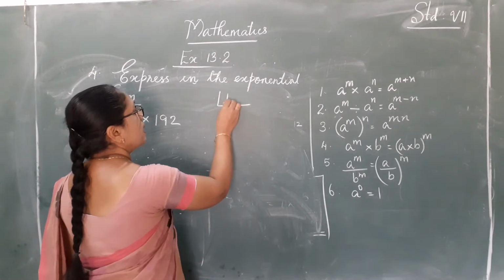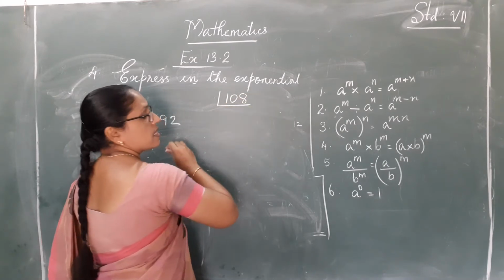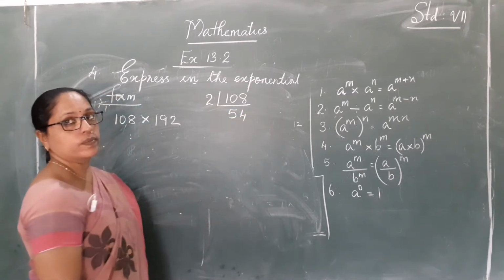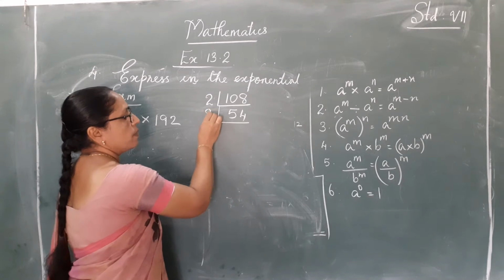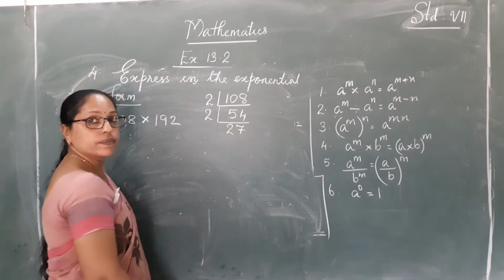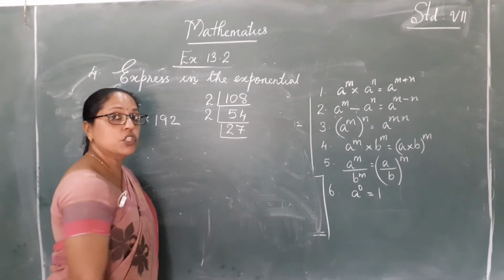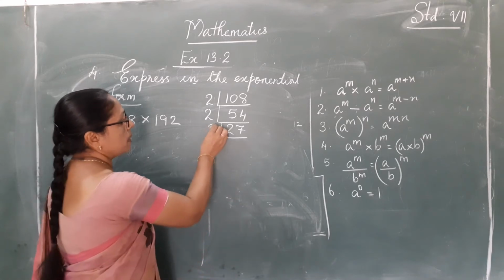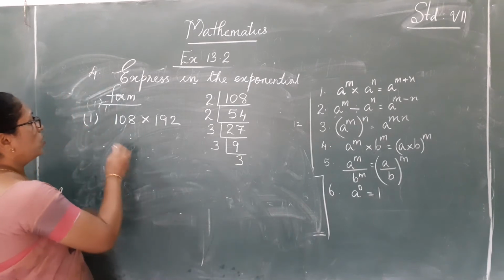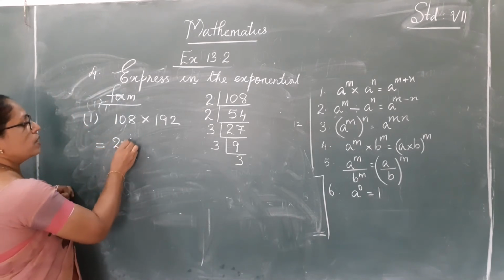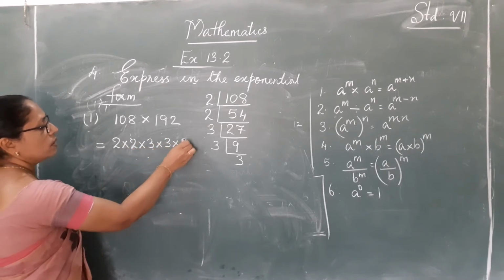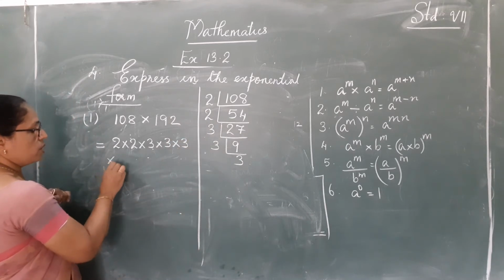So take 108 and start doing the prime factorization. 2 table, 54. Again 2 table, 27. Then 3 table, 9, and 3 table 3 times. So 108 will become 2 into 2 into 3 into 3 into 3. That is 108. Now the next step.